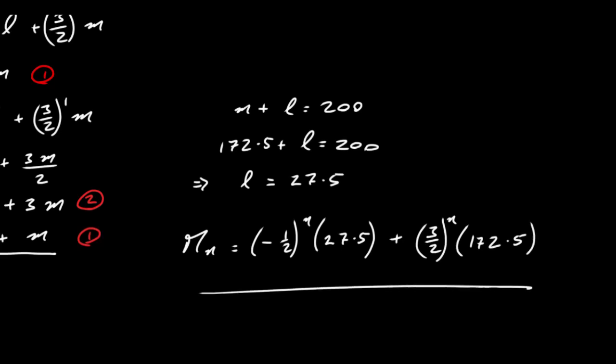I mean, you can check that by putting in 1 and 2, or 0 if you like, is probably the easiest one. If you put in 0 here, you'll just get 1. If you put in 0 here, you'll get 1. If you add 27.5 and 172.5, you will get m0, which was 200. So it does seem to work. Okay, so that's it for that part.